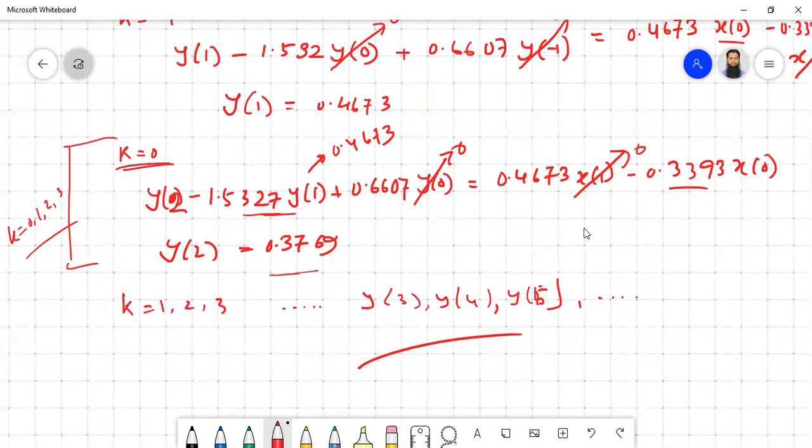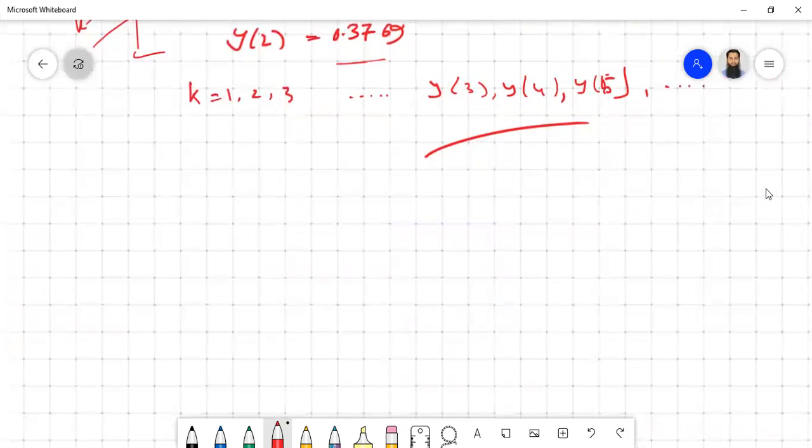Okay, so the next method is partial fraction expansion. So this is your difference equation approach, how to figure it out. The next one is partial fraction expansion. It is the most common in most books.